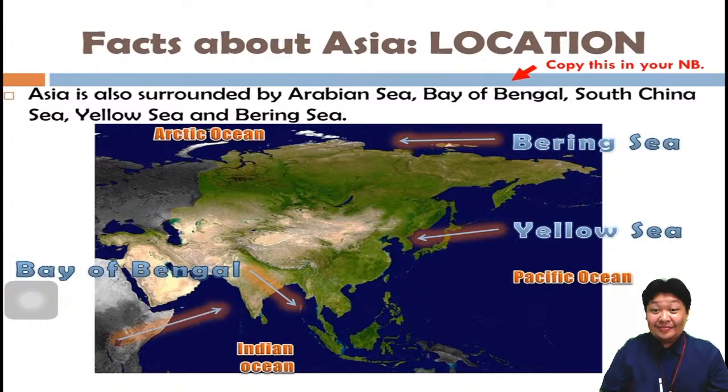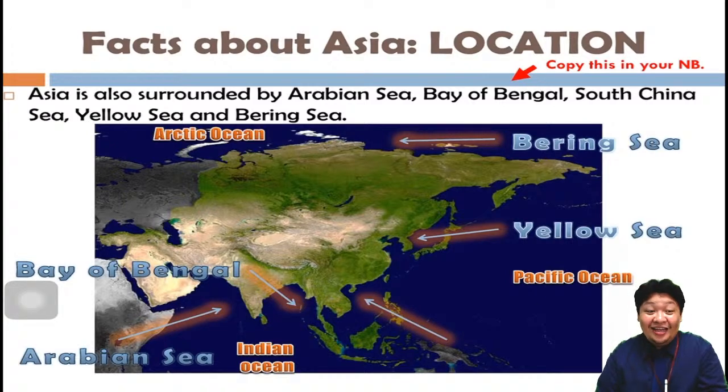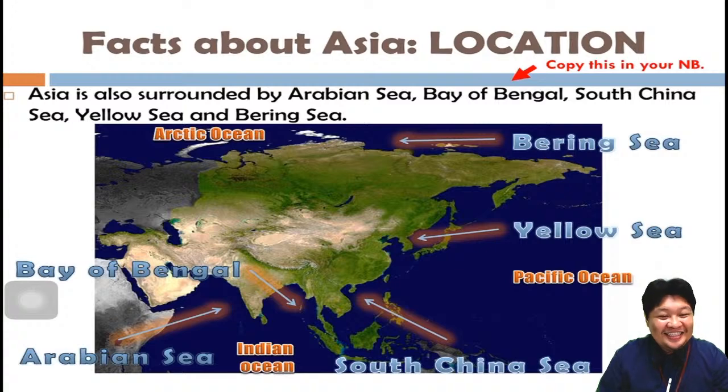The next one. Another part of the borders of Asia is the Arabian Sea. So these are the seas surrounding Asia. And the last one, the most controversial sea, can anyone name this one that I'm pointing at? This is the South China Sea. Again, these are the surrounding seas bordering Asia. The Gulf of Thailand is part of the South China Sea, class. So these are the different borders of Asia: Bering Sea, Yellow Sea, South China Sea, Arabian Sea, and Bay of Bengal.